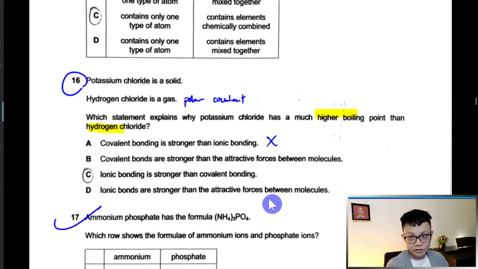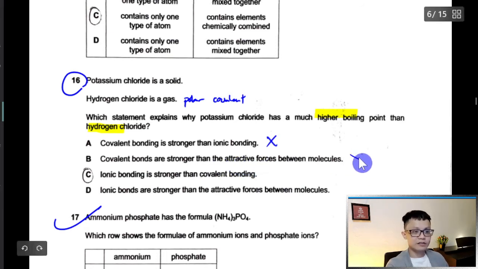Okay, ionic is so much stronger than covalent bond. Covalent compounds like oxygen and hydrogen have a lower melting point, so they exist as gas. Ionic, maybe sodium chloride is a salt, so we see that it is in a solid state because it has higher attractive forces between particles. So there is no doubt A is wrong. B, covalent bonds are stronger? No, because we know ionic bond is stronger.